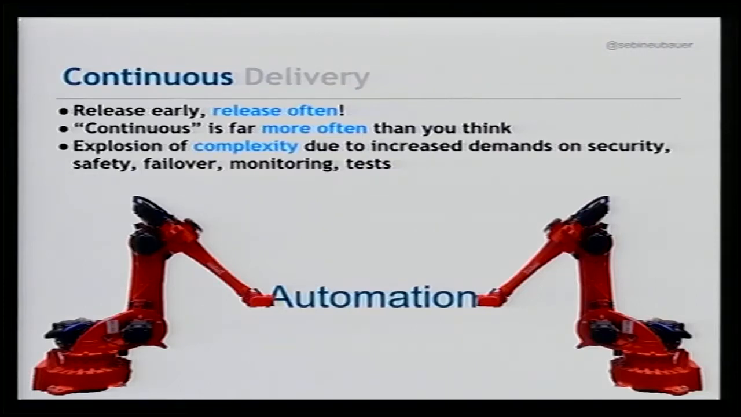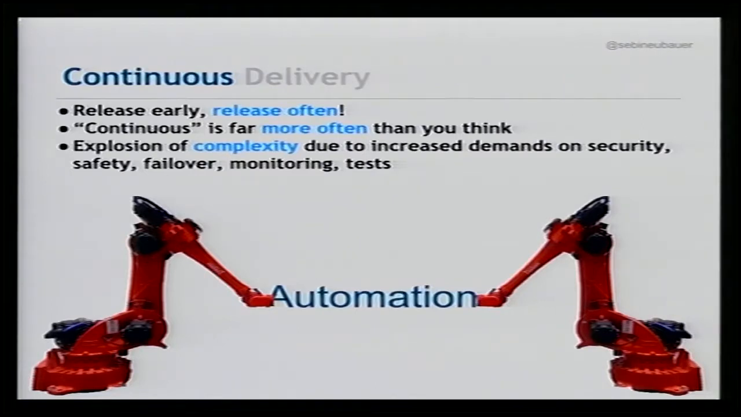Okay, now to emphasize this continuous delivery. We now know we have to deliver value to the customer, but continuous delivery means this agile thing: we want to release early, but we also want to release often. There's the saying, continuous is far more often than you think. This brings with it a real explosion of complexity due to increased demands on security, safety, failover, monitoring, and tests. And this is only possible via automation.